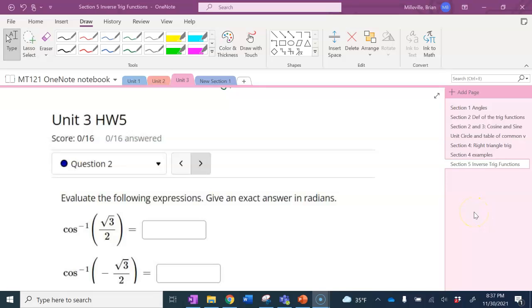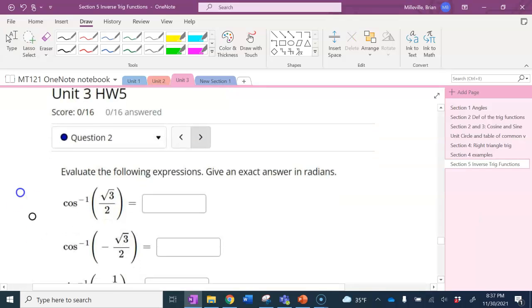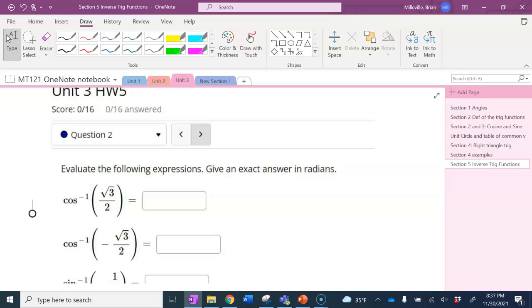Hello everyone. In this third video we're going to do one example from the homework and then another application example, and you'll see some similar ones in the homework. This one is evaluating the following expressions. This is the second problem on the homework, but one thing I want to point out is that it says give an exact answer in radians.